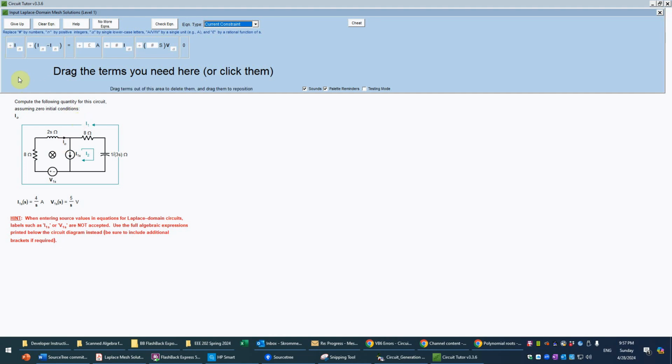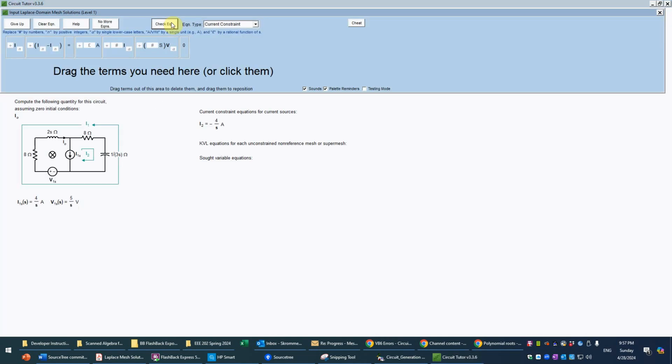Okay, so here we therefore just have I2 going through that mesh, so we'll put one variable there, equals the value, and so this is going to be I2. And then here, because it's going opposite that direction, we'll need a minus sign here. And then for the value of I1S, that's going to be 4 over S, so I just type 4/S, using lowercase s to match the labeling here. And then we check that equation, and that is correct.